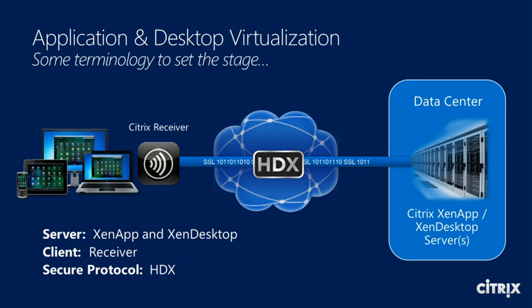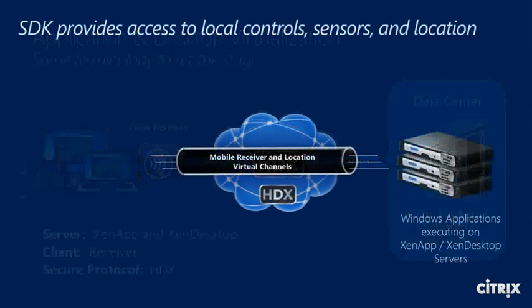And then the protocol that connects the client with the back-end virtualization server, XenApp and XenDesktop, is called HDX. Now, some of you familiar with the history of Citrix will recall that that protocol used to be called ICA, or Independent Computing Architecture. Our marketing folks renamed it to HDX for High Definition Experience. It's a highly optimized protocol that travels over a secure band, obviously.